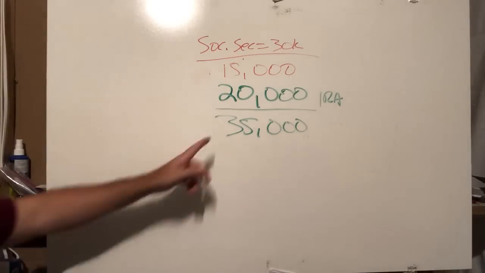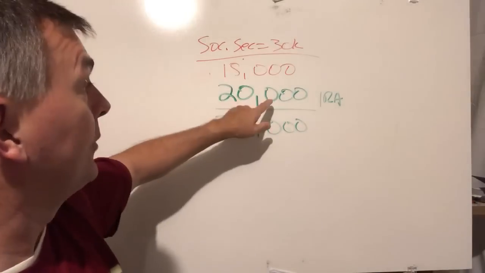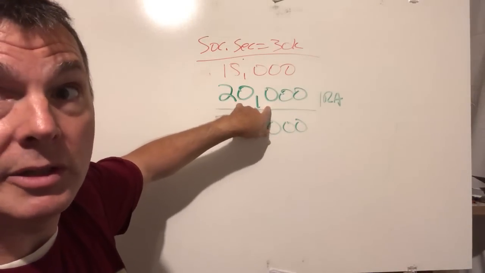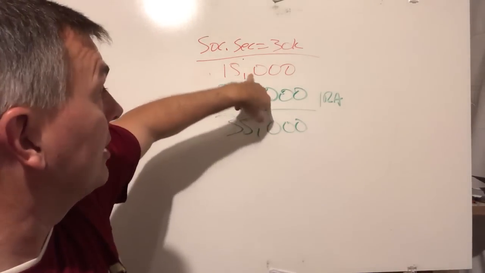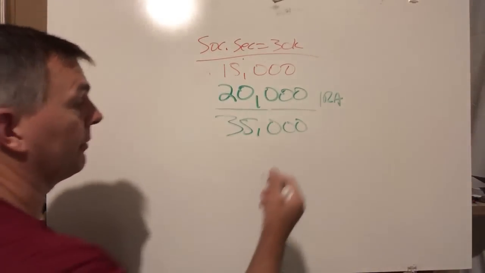All right, so we got $35,000 as her provisional income. She has $30,000 of Social Security and a $20,000 IRA distribution. We take the $20,000 IRA distribution plus half of her Social Security, so she has $35,000 as her provisional income.